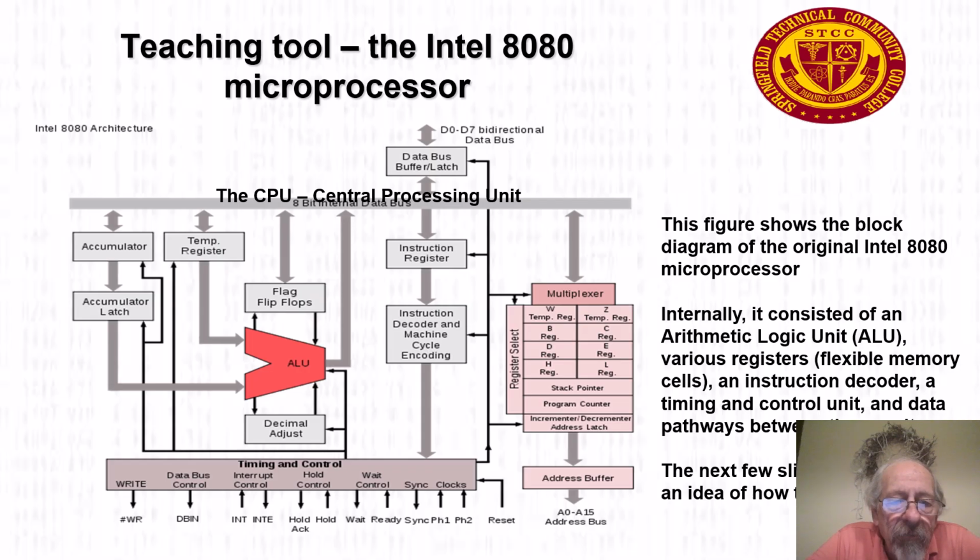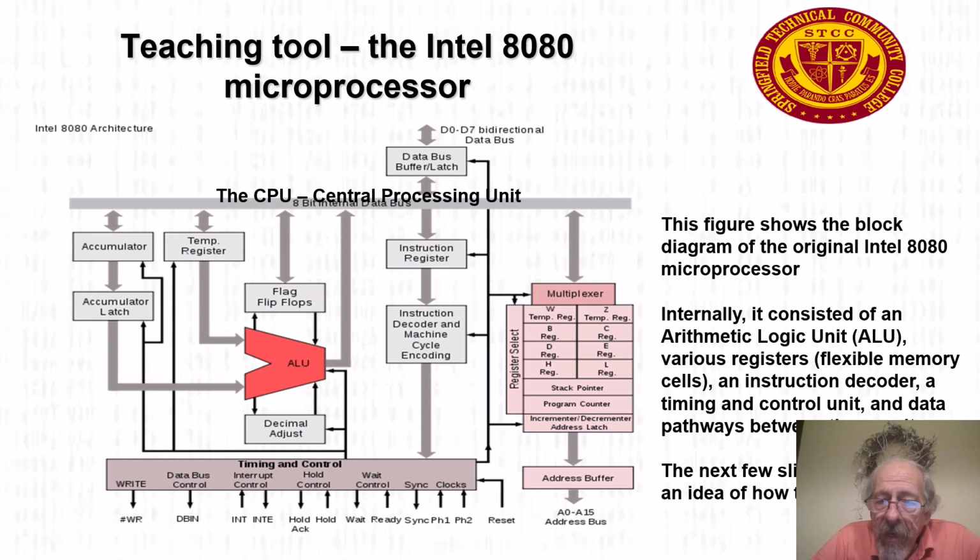You notice in the top left-hand side of this, you've got an accumulator, an accumulator latch, a temporary register. There are things called flag flip-flops. The arithmetic logic unit, the red device there, gets information from a temporary register and from the accumulator latch. There's a decimal adjust, and down below, timing and control. There's a write, data bus control, interrupt control, hold control, wait control, sync, and clocks. And there's a reset. So it turns out that there was a very complicated thing, but at least you can understand basically what's in here.